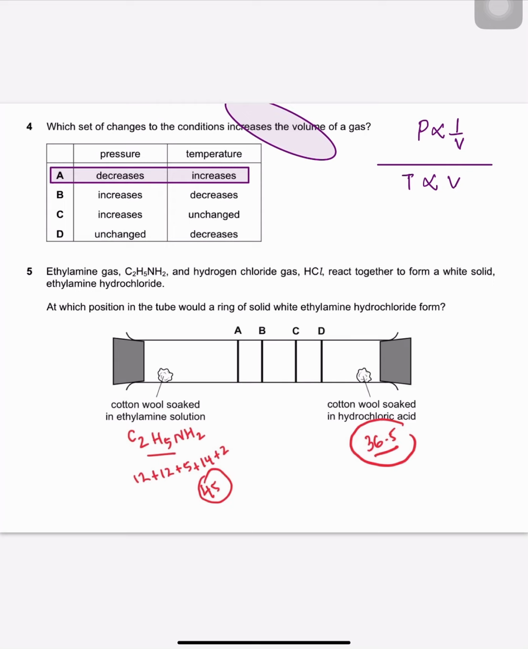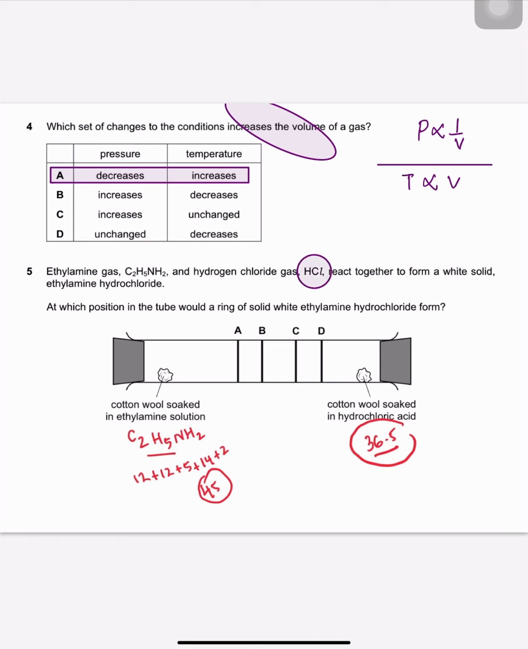Question number 5, guys, we have solved many such tube questions in the class regarding diffusion. Ethyl amine gas and hydrogen chloride gas react together to form a white solid, ethyl amine hydrochloride. At which position in the tube would a ring of solid white ethyl amine hydrochloride form? Okay, let's write down their formulas.